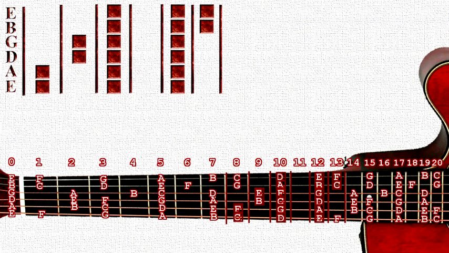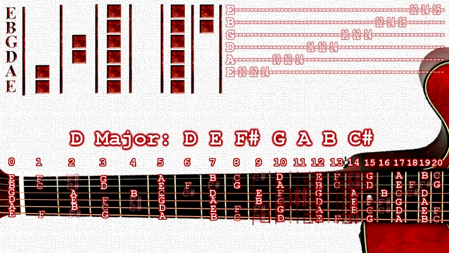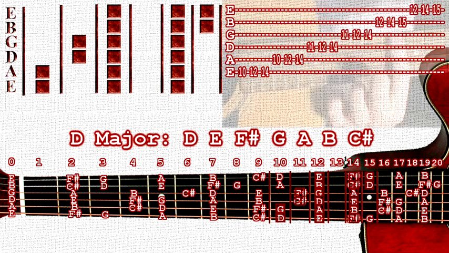Now if we want to play a D major scale, we just move this pattern up by 1 whole step, which means we move it up by 2 frets. So we start the pattern off on the 10th fret of the low E string rather than the 8th fret that we started on for the C major scale.